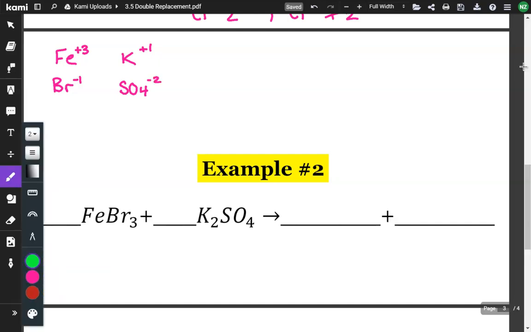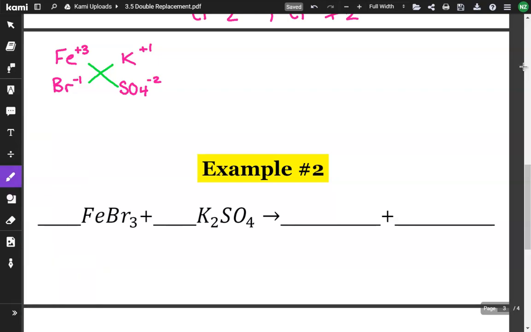And let's draw our X. So potassium and bromine will go together. So potassium bromide. Iron and sulfate are going to go together, but this is going to be a little nasty because we have a 3 and a 2. The least common multiple is 6, so I'm going to need 2 irons and then 3 sulfates to balance that out. Let's balance the equation.